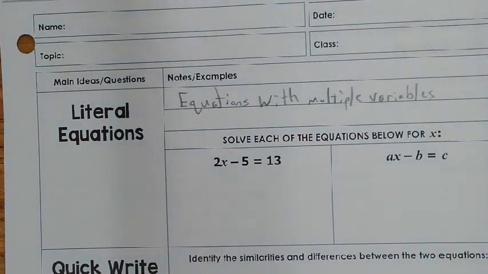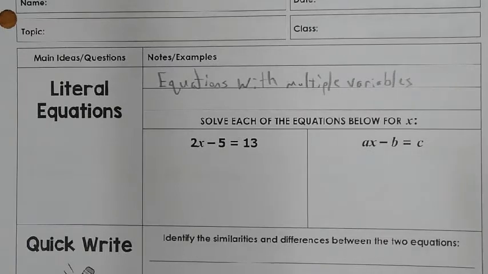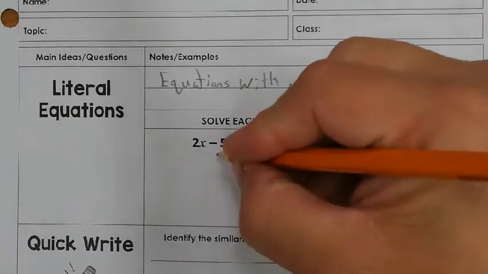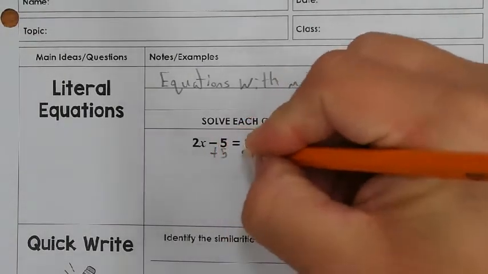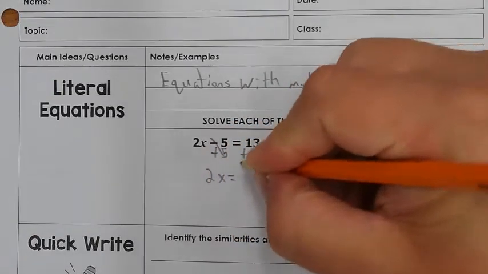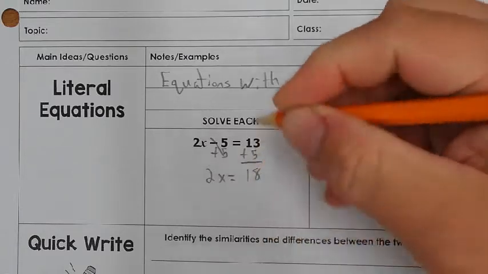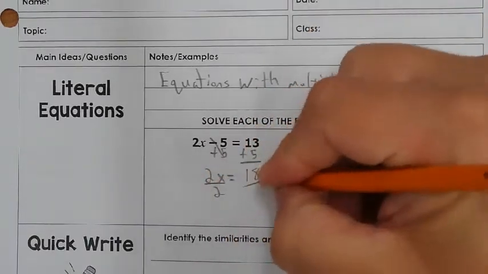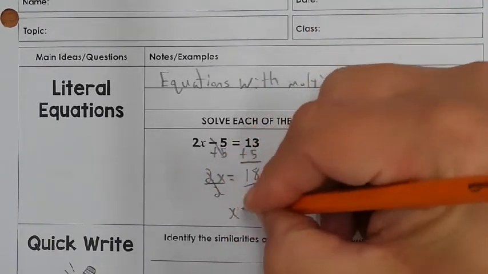So this first one, the 2x minus 5 equals 13, that's not too bad to figure out. You know you've got to add 5 to both sides. And they give you 2x equals 13 plus 5 is 18. Divide by 2, x equals 9.